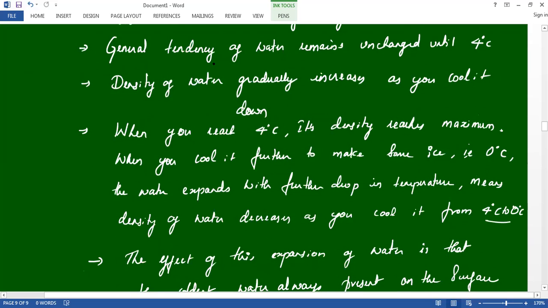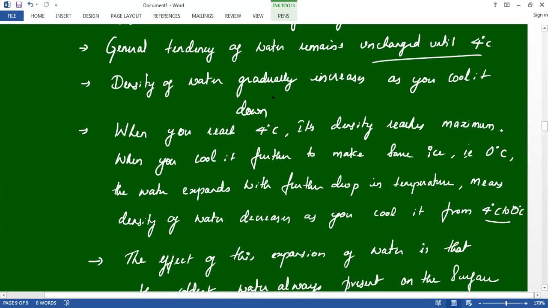The general tendency remains unchanged for water till 4 degrees Celsius. So even in the case of water, the same thing will happen till 4 degrees Celsius. But the behavior of water will change between 0 to 4 degrees Celsius. That is the anomalous expansion of water. Let us discuss it.